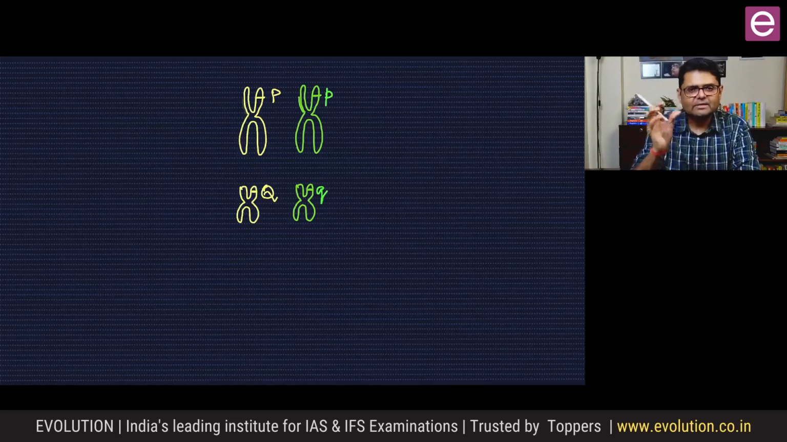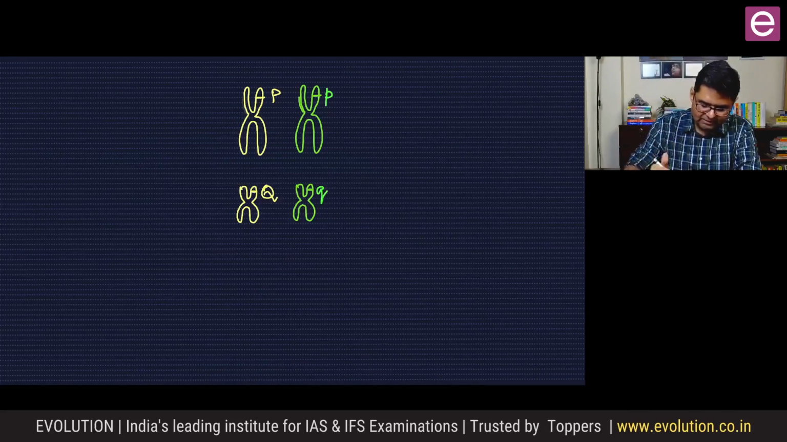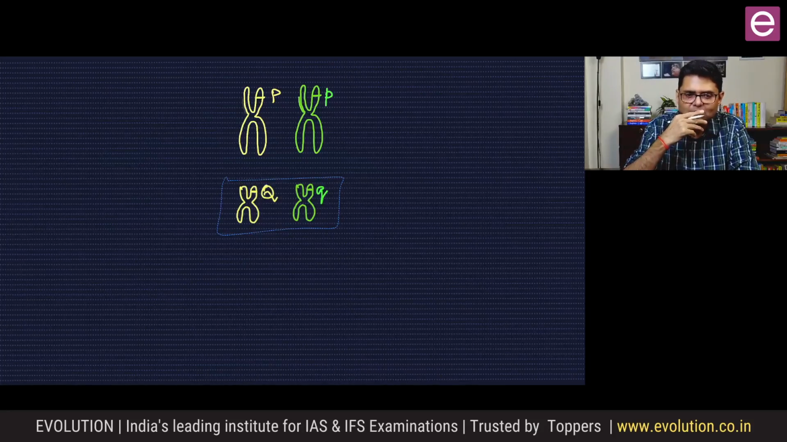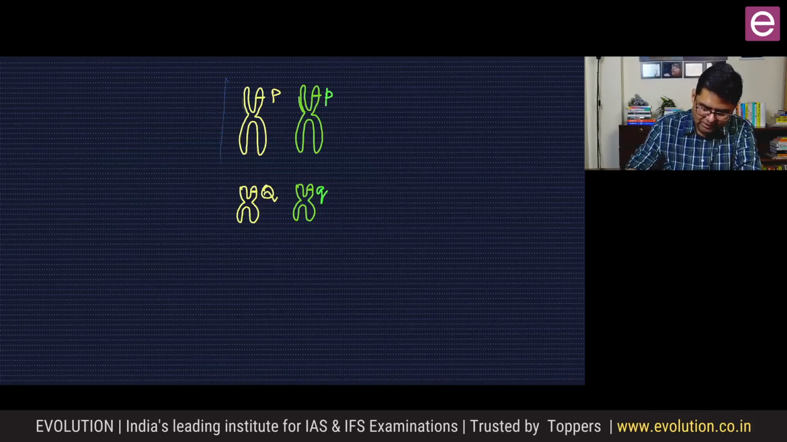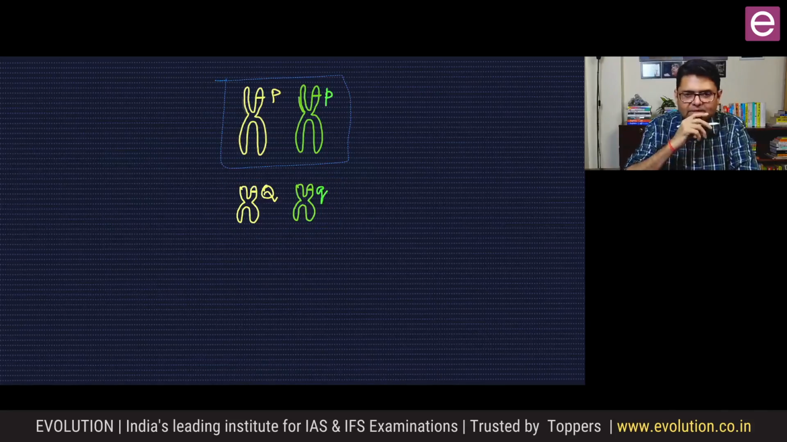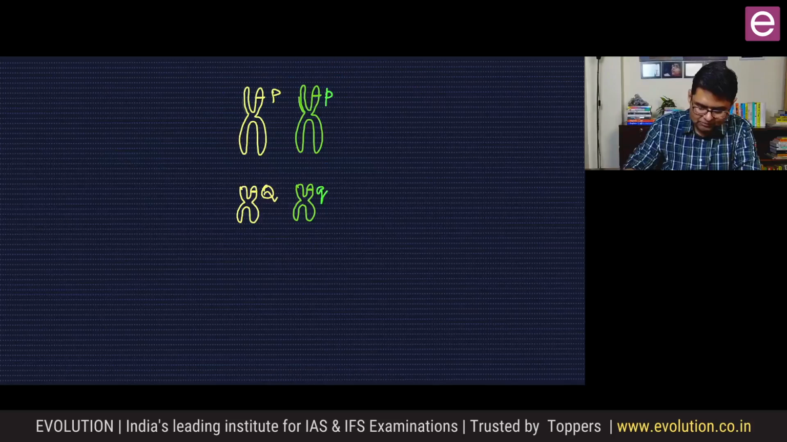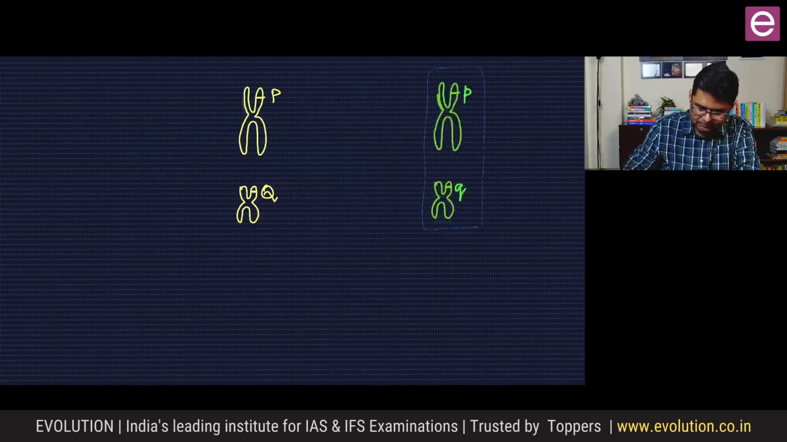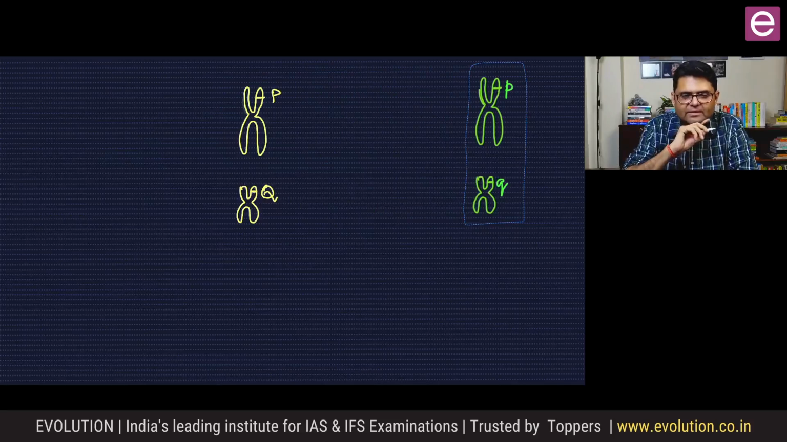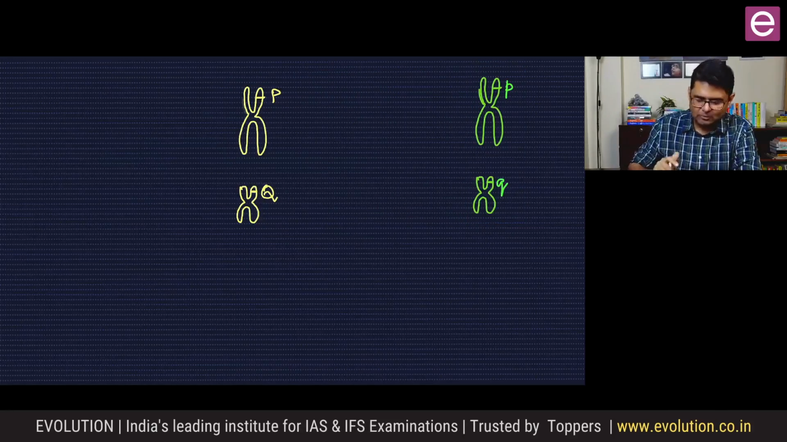Meiosis will separate the two homologs away from each other, right? So take a look here. These two are homologous to each other, and these two are homologous to each other. Correct. So what will meiosis do? Meiosis will separate the homologs. And as meiosis has separated the homologs, these cells will complete meiosis.